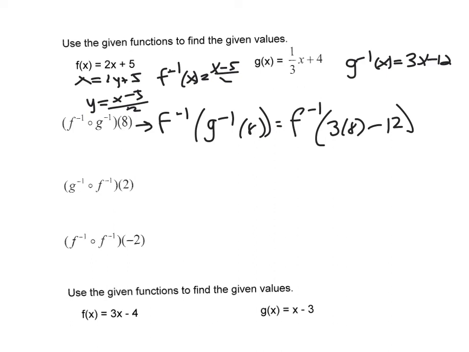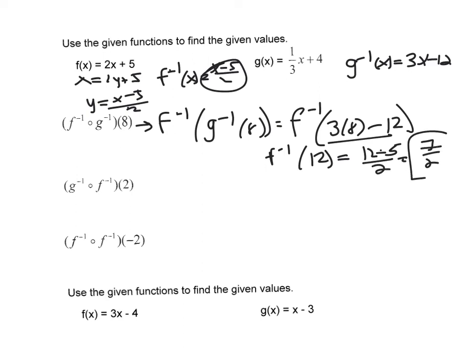And then I plug this answer in for the inverse of f. So it'd be f inverse of 24 minus 12, which is 12. So you plug that in for x in the inverse of f. So it becomes 12 minus 5 over 2, which ends up giving you 7 over 2. And you can just leave it as a fraction.